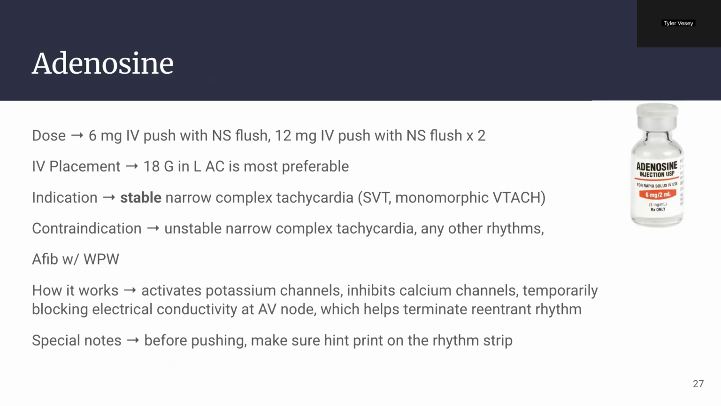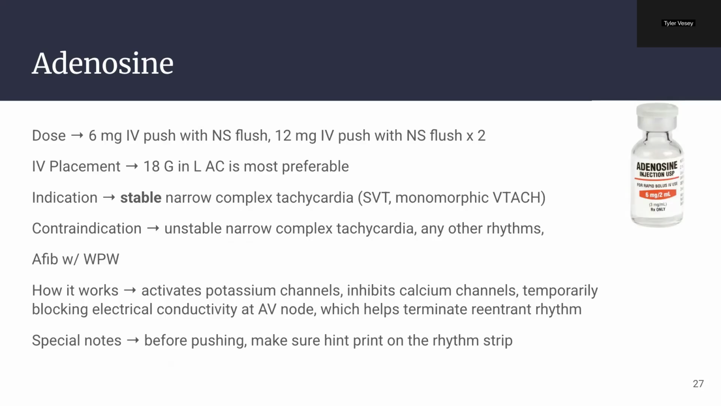A lot of people also will just have a bag of fluids running and go into that Y port, pinch it off above the Y port, fast push this, and then let the bag flush it in. Repeat doses: 12 milligrams, fast IV push twice. IV placement, 18 in the left AC is your most preferable. You want something that's big and close to the heart. It's going to help this actually work.